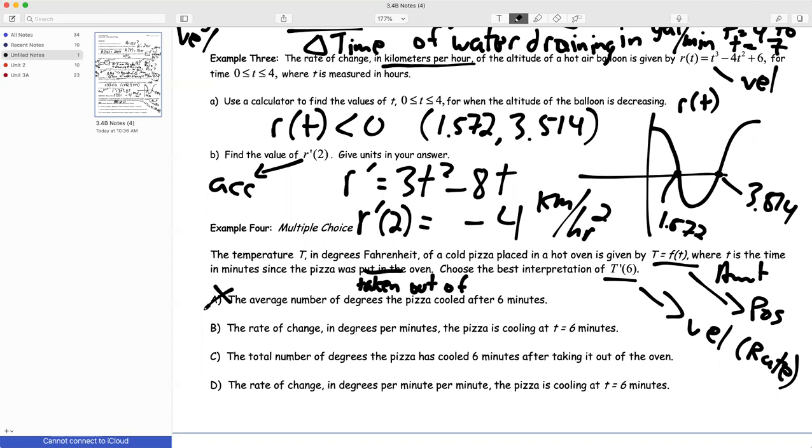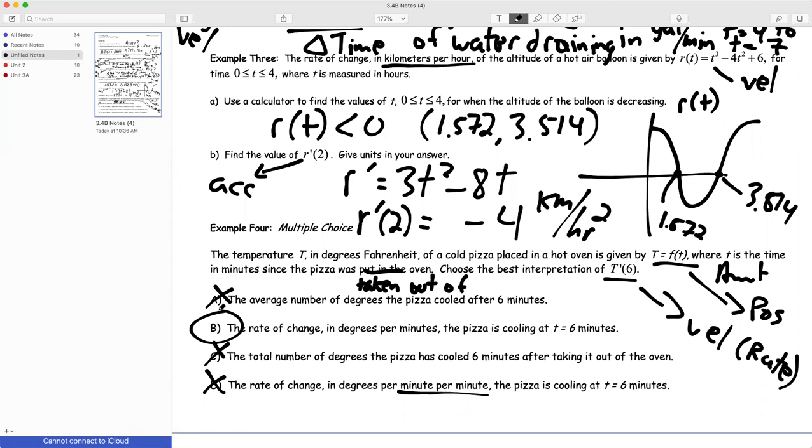The total number of degrees the pizza has cooled. No, we're not finding the total there. The rate of change, in degrees per minute per minute. So that extra per minute is giving me the acceleration. So that one's out. So B has to be the correct answer. I see this question fairly often on the AP exam, so it's important that you understand that.